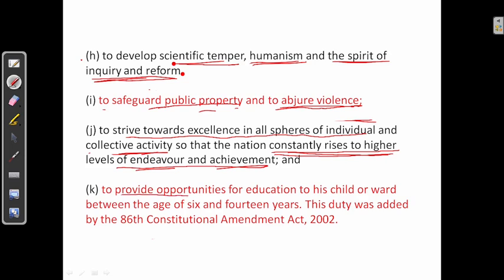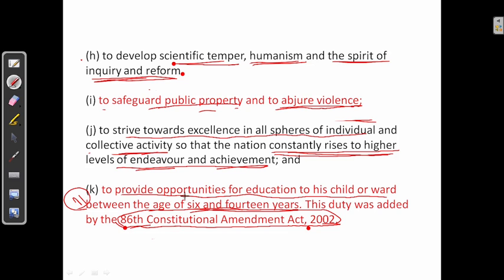Next, to provide opportunities for education to his child or ward between the age of 6 and 14 years. This duty was added by the 86th Constitutional Amendment Act of 2002. This is the 11th fundamental duty. It says to provide opportunities for education to his child or ward between the age of 6 to 14 years. All these are the list of fundamental duties which are important for prelims.